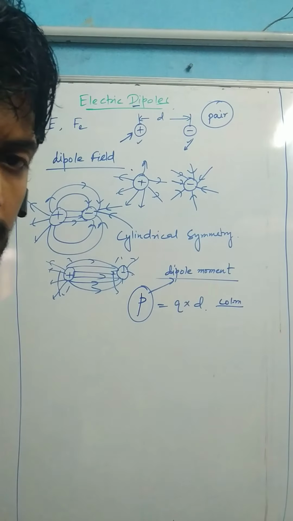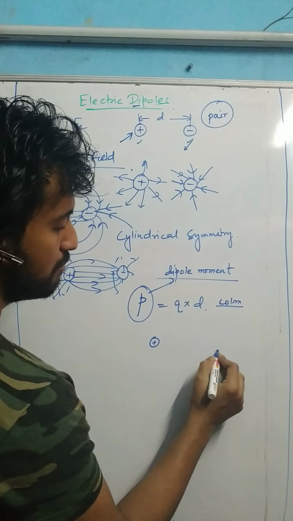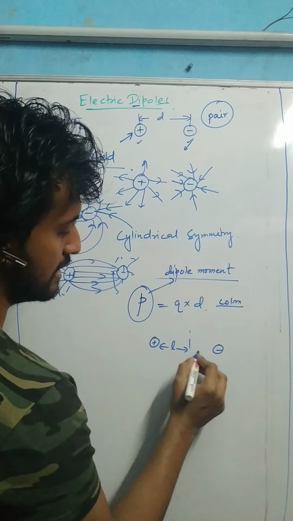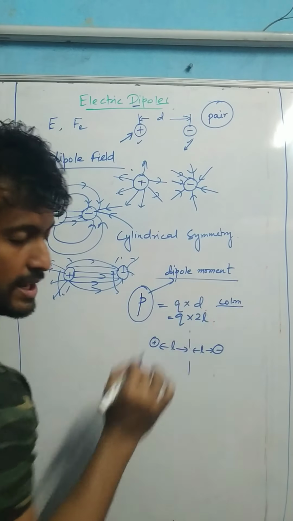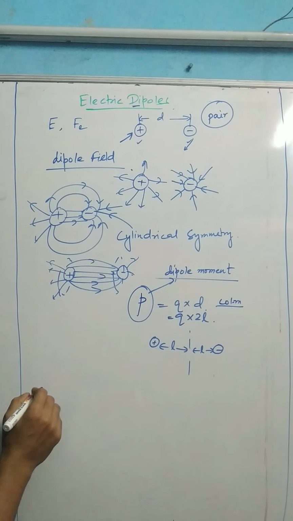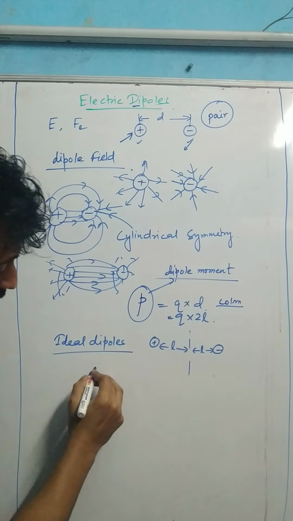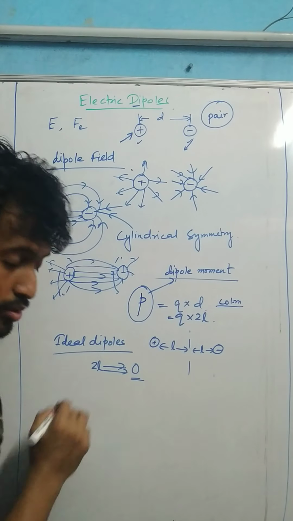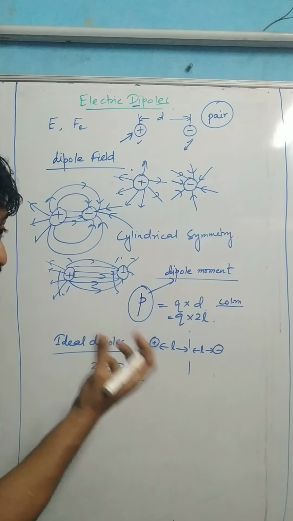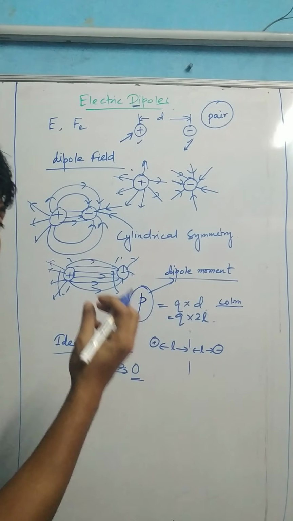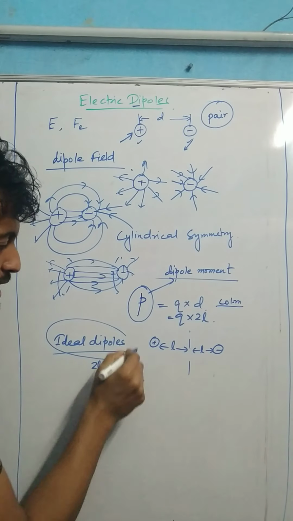In many books, this distance is taken from the midpoint of the separation. Say this is L, say this is L, so the distance is actually 2L, so this becomes Q into 2L. Now there is another term called ideal dipoles. If this distance is tending to 0, meaning these charges are placed very near to each other, then they will behave like a single pair, like a point charge particle itself. That is known as an ideal dipole.